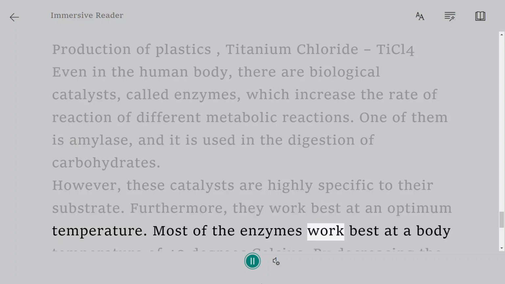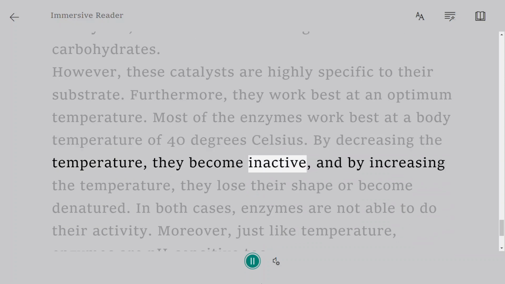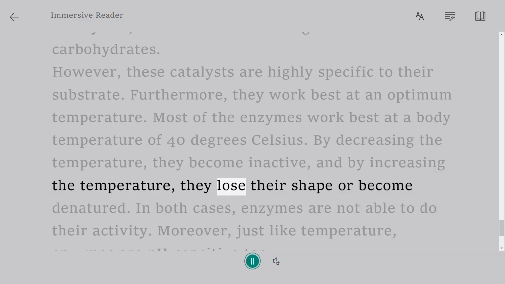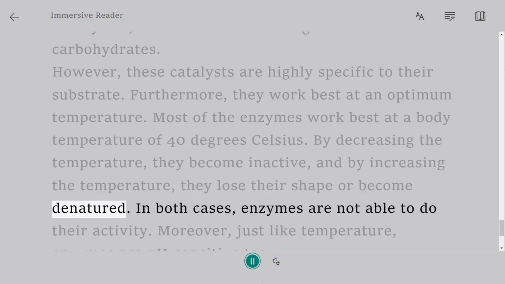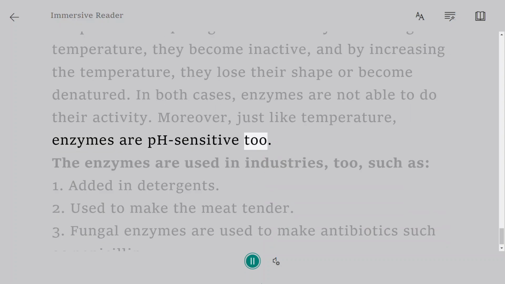Most of the enzymes work best at a body temperature of 40 degrees Celsius. By decreasing the temperature, they become inactive, and by increasing the temperature, they lose their shape or become denatured. In both cases, enzymes are not able to do their activity. Moreover, just like temperature, enzymes are pH sensitive too.